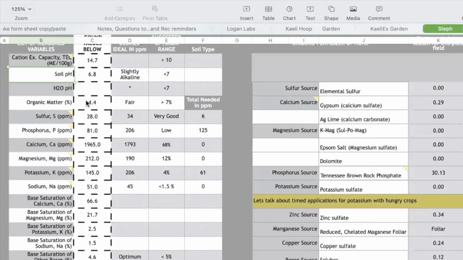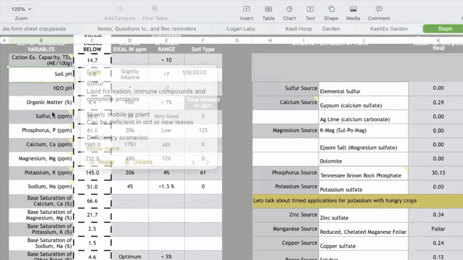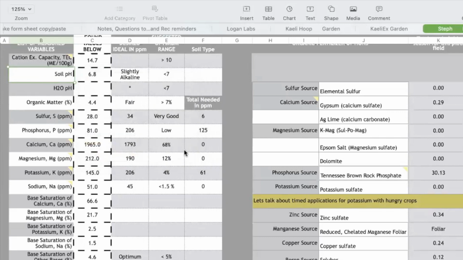Your organic matter is kind of letting you know what the negatively charged elements are going to be able to hold on to, and that's going to be your sulfur, your phosphorus, your boron, your molybdenum.